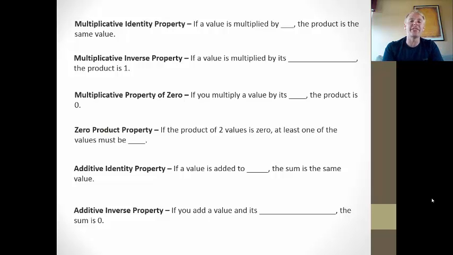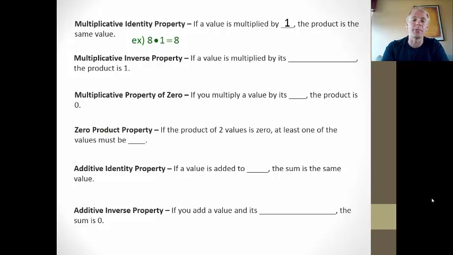First one is our multiplicative identity property, which says if a value is multiplied by 1, the product is the same value. 8 times 1 is 8. 100 times 1 is 100. A billion times 1 is still a billion. That's our multiplicative identity property. And you've multiplied by 1 probably a lot in your life.